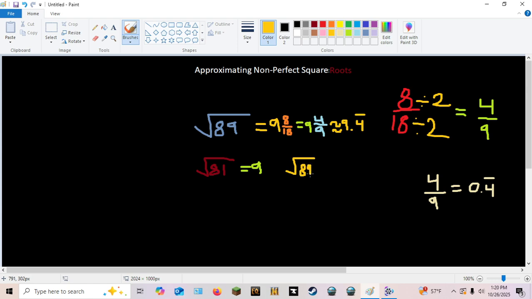The last step is to compare. That's actually optional. The square root of 89 given to a calculator is approximately 9.433, something like that. And it's pretty close, actually. So that's how we do that.